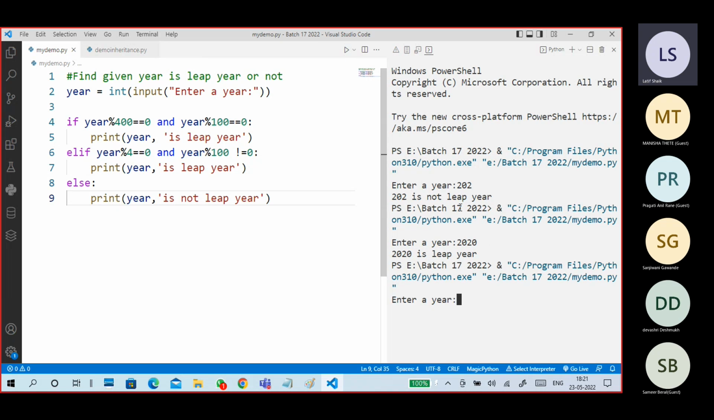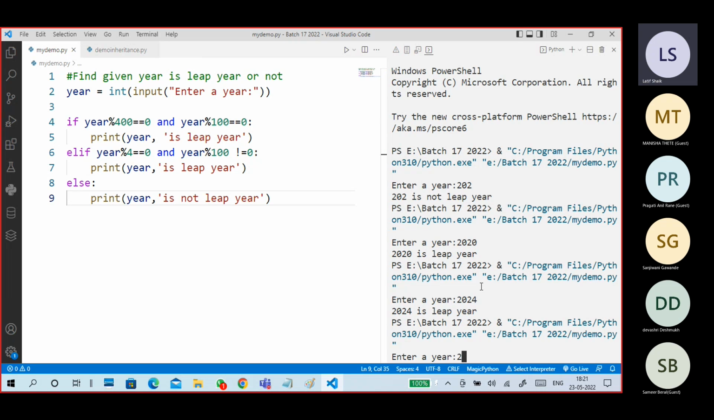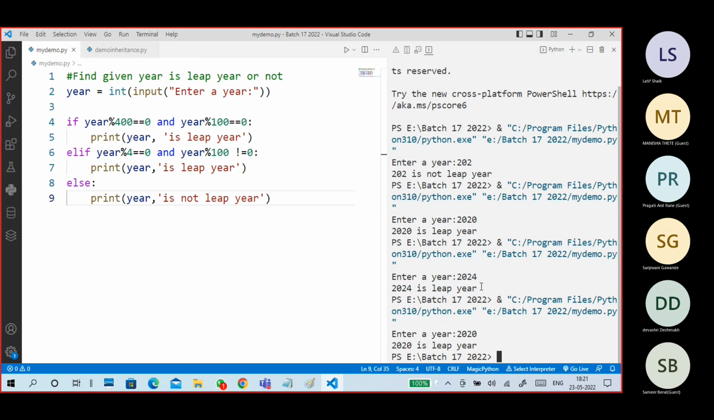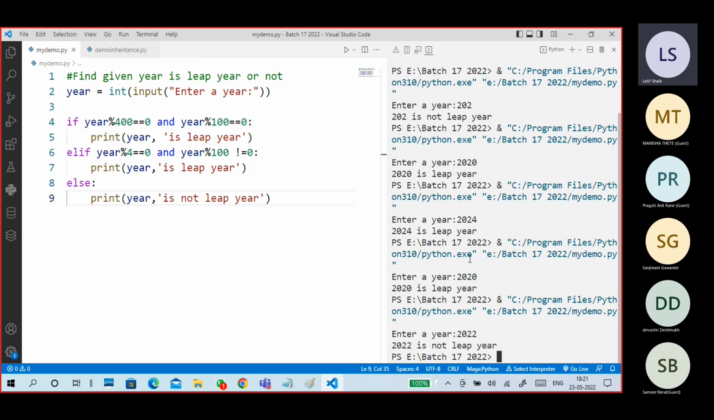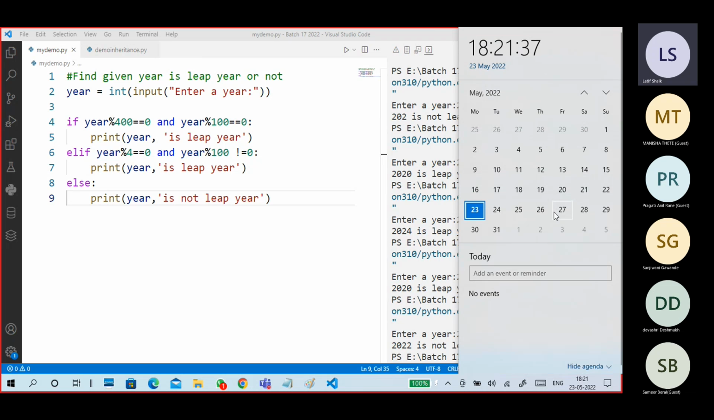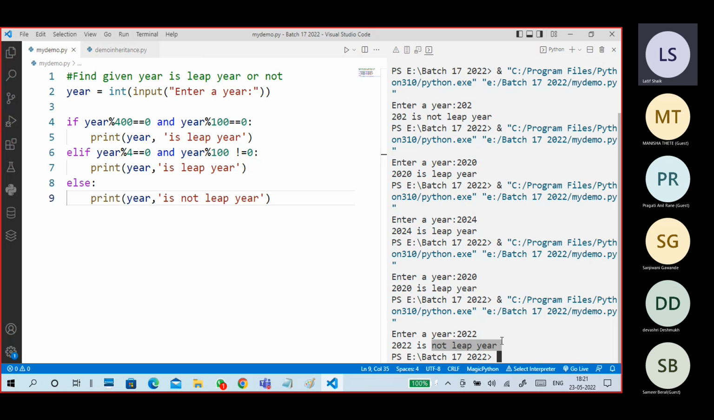So 4 years later, 2024 is a leap year. Sorry, what is the current year? 2022, right? 2022 is not a leap year. So in this year, the Feb calendar doesn't have 29. Go to Feb, 28 is last, not 29. So this year is not a leap year.